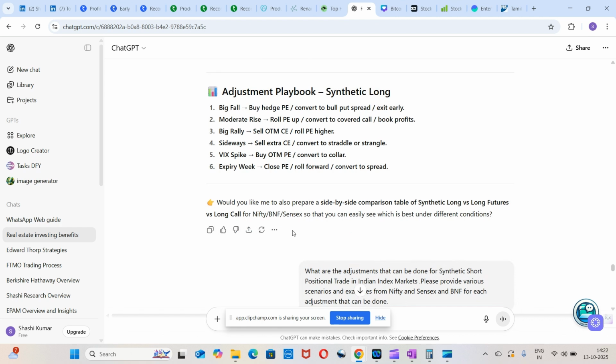Adjustment playbook in summary: if a big fall is there, you buy a hedge by buying a PE, and or you convert into a bull put spread, and or exit early if your view is bearish. Now, moderate rise is there: you book the profits, and you can roll up the PE, or you convert into a covered call. Big rally is there: you book the profits here also, and you can sell OTM CE and roll PE higher also in this case. Sideways: sell extra CE, convert into a straddle or a triangle. VIX spike is there: convert into a collar or buy OTM PE. If expiry week, close the PE position, the short position, convert into a spread or a roll forward.